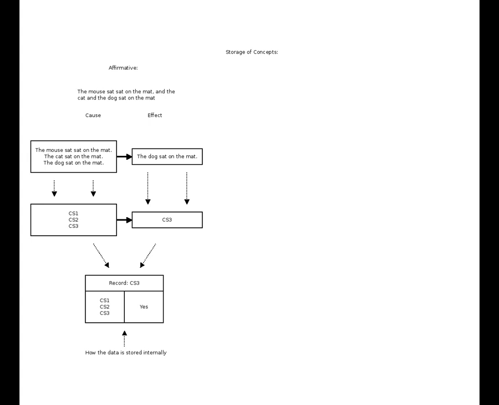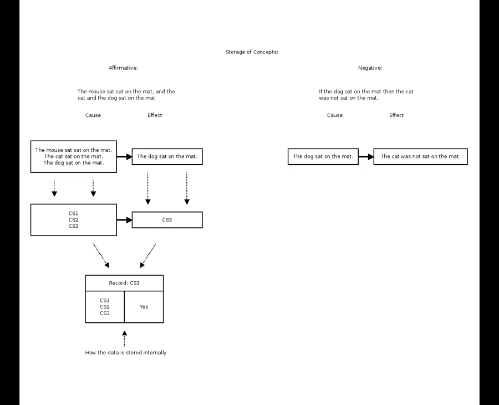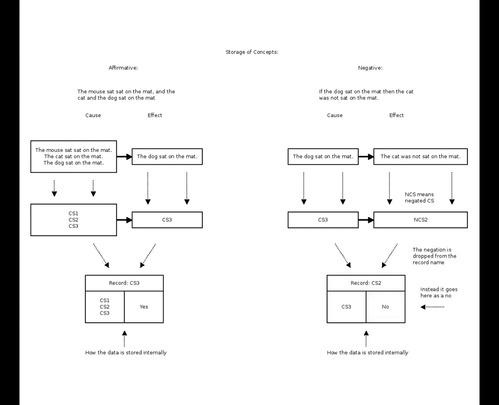If the sentences are negated, things get a bit more interesting. If we had the conditional sentence, "if the dog sat on the mat, then the cat was not sat on the mat", then we disregard the negation for now, and we still store the cause sentences under the non-negated effect sentence symbol. Instead of marking the value as yes, we mark it as a no to represent that the causes do not cause this effect. Now, when we have negated causes, we can exclude them completely from the list of causes that causes an effect.